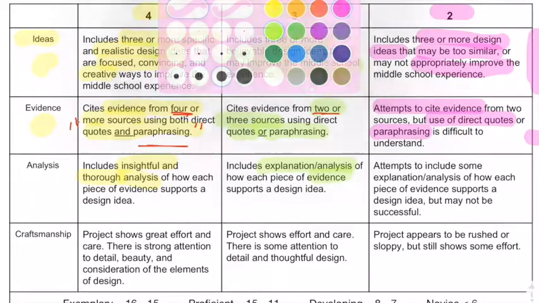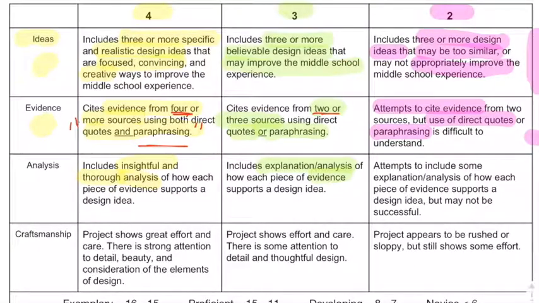And 2, if you're not quite proficient on that, again, that word attempt, so you do try it. So you're trying to explain it, but it may not be successful. So maybe it's not clear exactly what you're trying to explain. Maybe I'm not entirely convinced that this idea is actually supported by the evidence, things like that. And then, of course, anything less than that, if you don't at least attempt to have explanation for each of your quotes, then you would move into a 1.